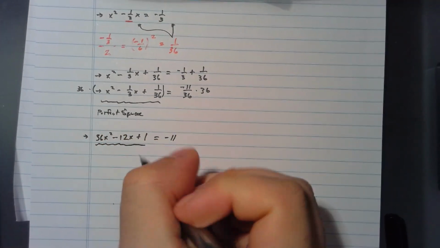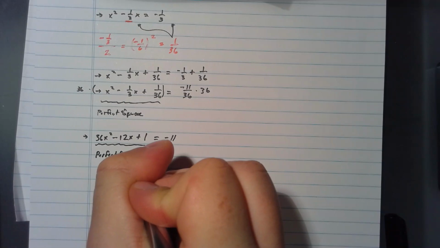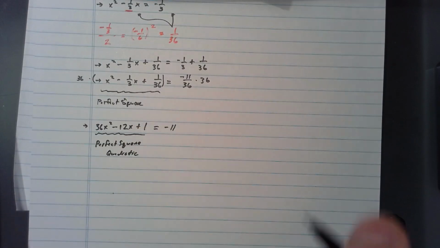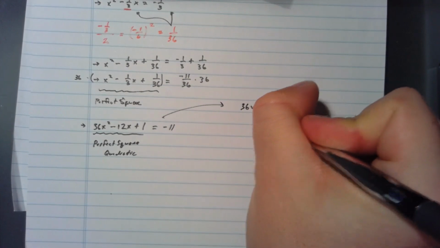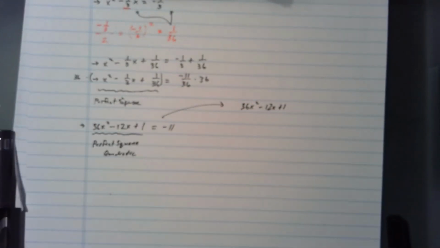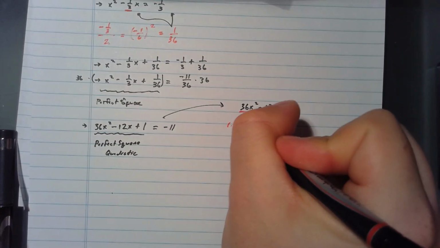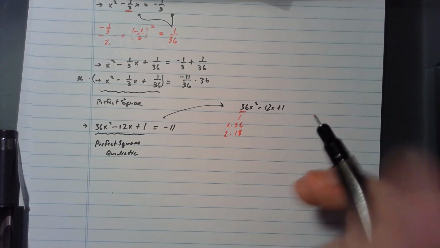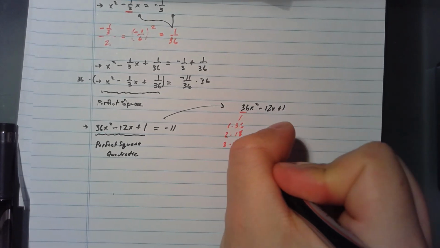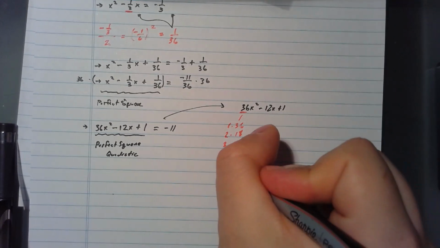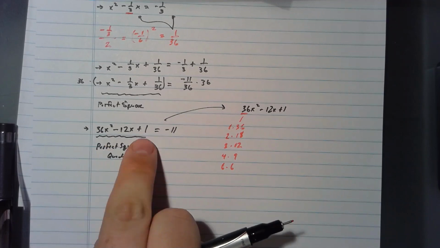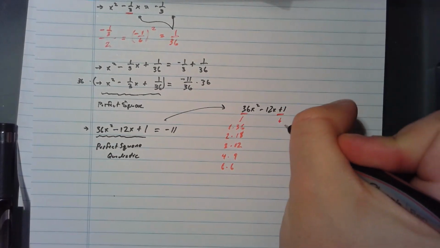This is still a perfect square quadratic. So when I factor it, both the factors are going to be the same. Let me write that over here. So the factors of 36 are 1 and 36, 2 and 18, 3 and 12, 4 and 9, and 6 and 6. But which ones do you think I really care about? The 6 and the 6, because I know they're both going to be the same. They need to be identical. The factors of 1 are going to be 1 and 1.